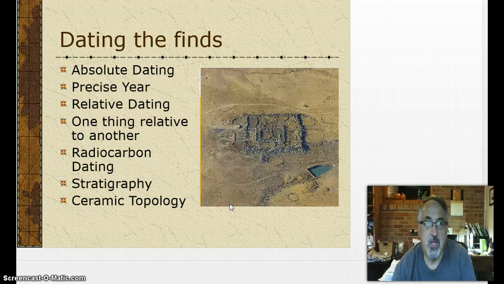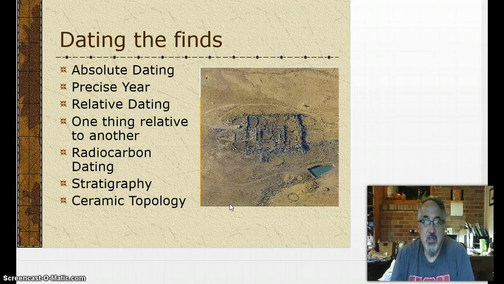Now, how do we date the finds? There are two main systems. One is an absolute dating, and that's what we normally tend to use in our everyday life. We say it's 2014, for example. We give the exact day, the exact year. So we want to know something happened. We say it happened on this date in 1973 on February the 20th or something. That would be an absolute date.